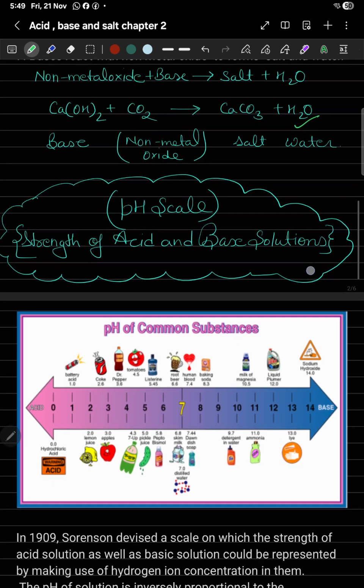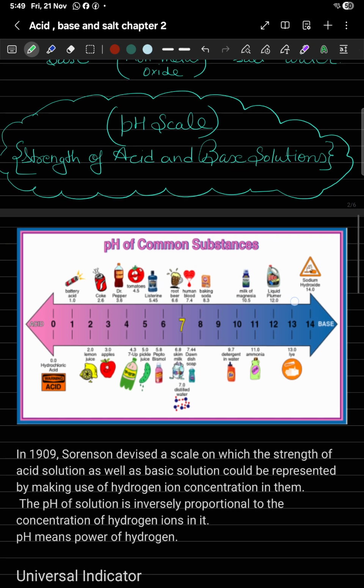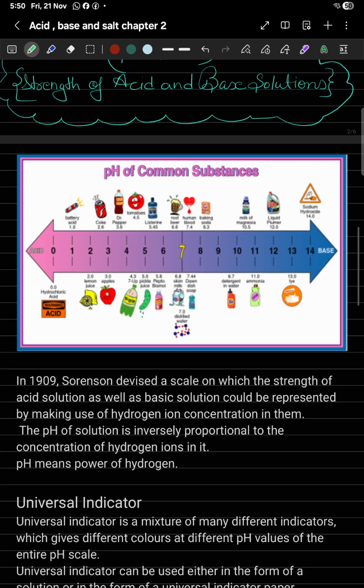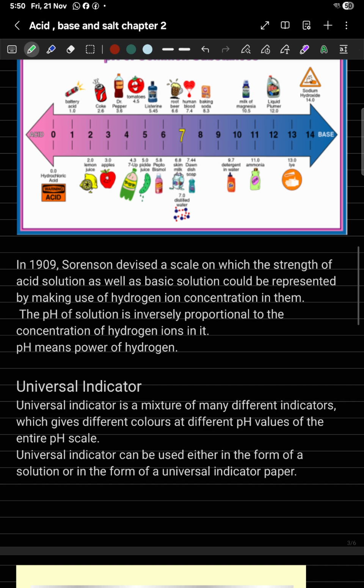Okay. Now another point, we have a pH scale. What is the meaning of pH? We just learn about this. pH means power of hydrogen. So what is the meaning of pH scale? That means how acid and base react in solution. What is the strength of an acid and a base solution? It means whether it is a strong base, weak base, strong acid or a weak acid, depending upon the strength also. So here we have an explanation of the pH scale.